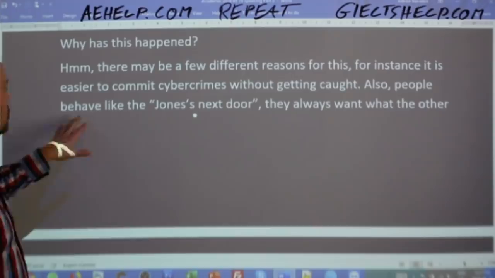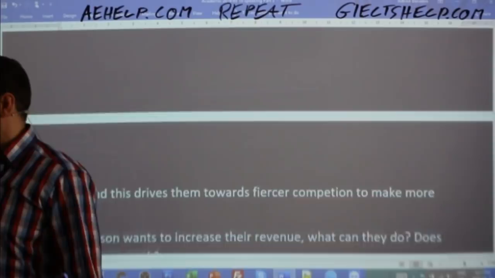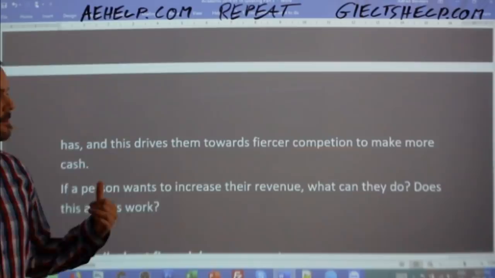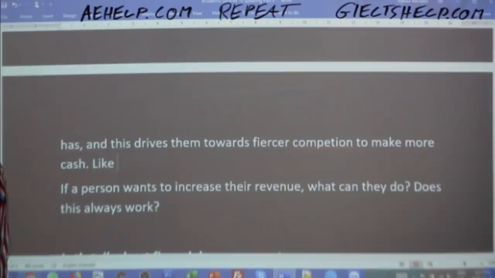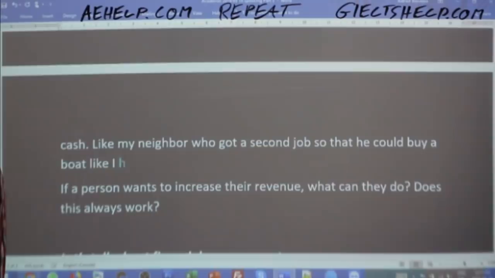Also, people behave like the Joneses next door. They always want what the other has, and this drives them towards fiercer competition to make more cash. Like my neighbor who got a second job so that he could buy a boat like I have. Okay, that would be an example of the Joneses next door.